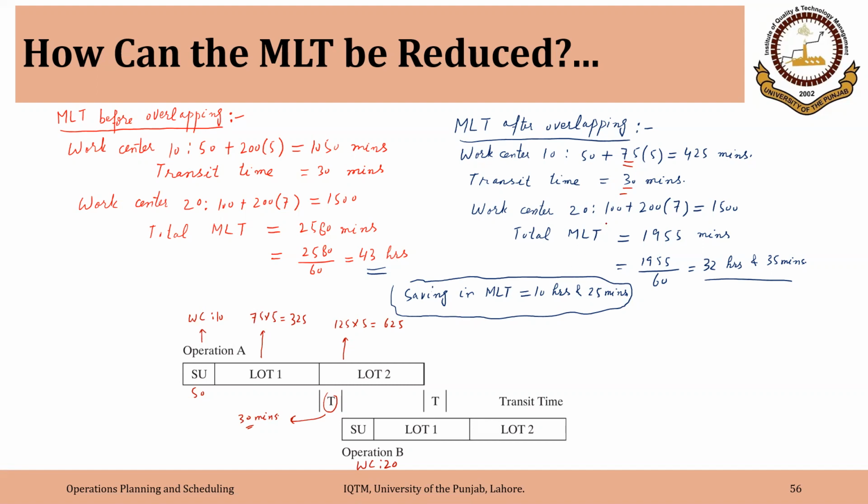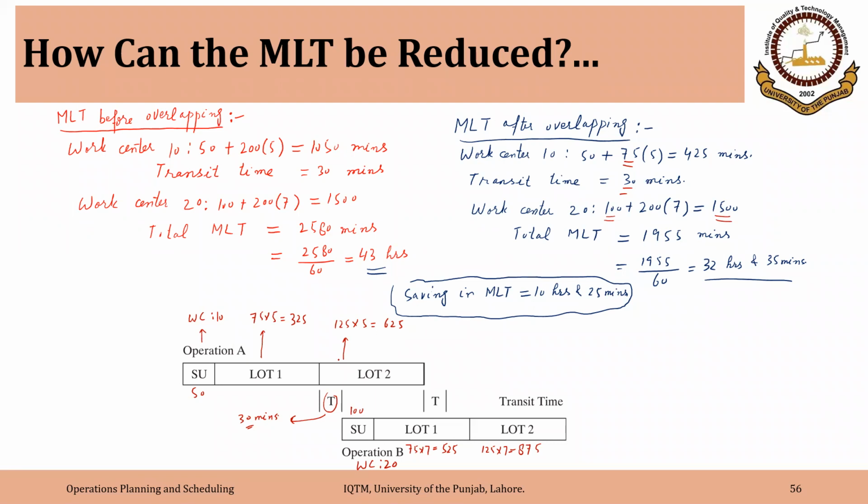Similarly, the setup time for work center 20 is 100 minutes. So this is 100. And first lot will require 75 into 7. So that will be equal to 525 minutes. And the second lot will require 125 into 7. So that will be equal to 875. So the sum of these is 875 plus 525 is 1400 plus this 100, 1500. So this is that 1500 that I directly wrote.